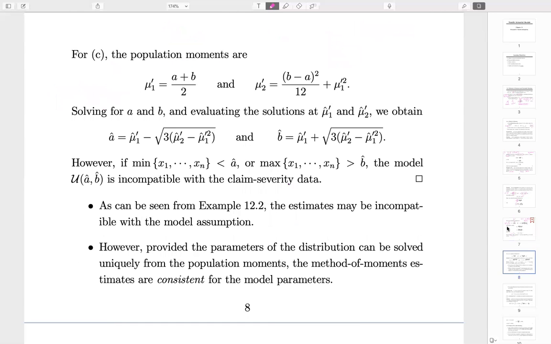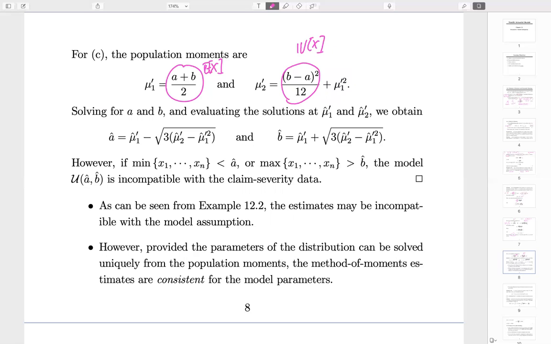The last one is the uniform distribution. It's obvious this is the mean, and this is the variance, right? See that? We don't directly match the variance. Instead, we match the second raw moment. That's why we use the variance plus the square of the mean to get the second raw moment. Then we can do the matching and try to solve this system of two equations, right?